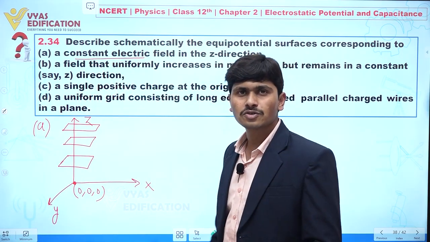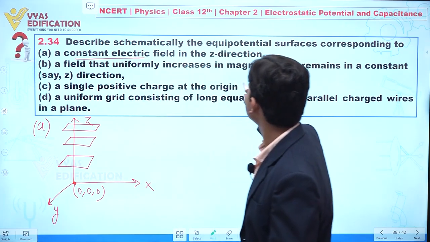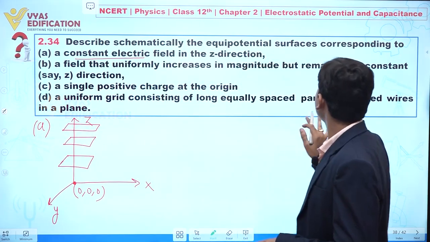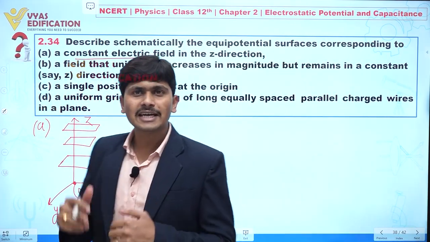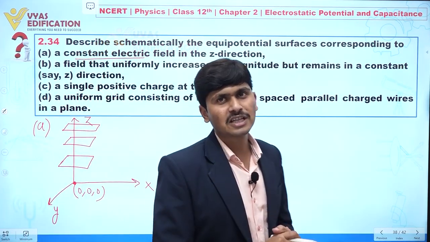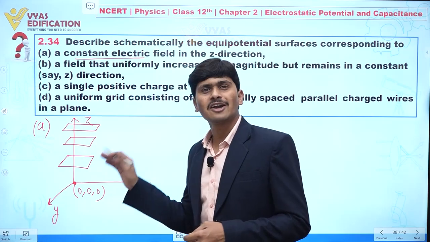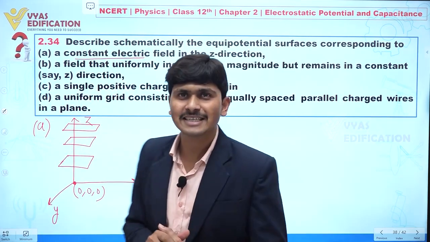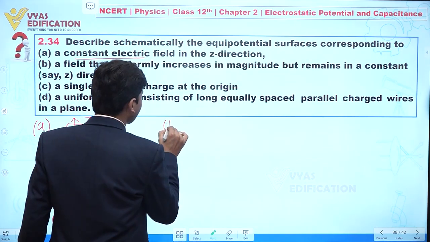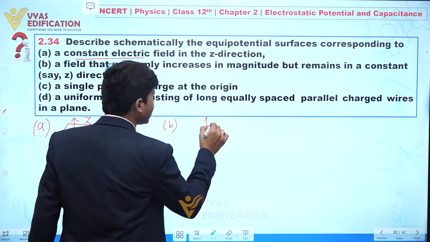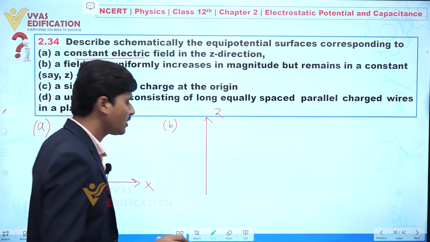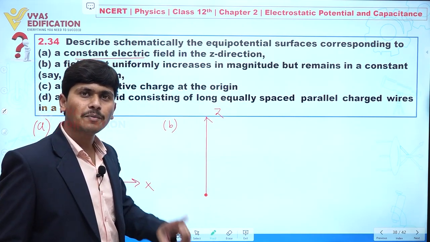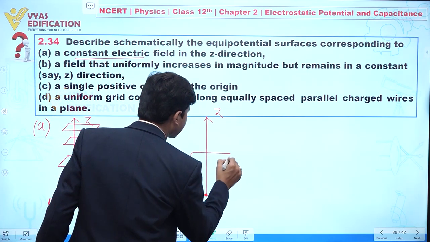Clear? Now the next question: a field that uniformly increases in magnitude, but remains constant in the z direction. So when the electric field is constant in the z direction, definitely we will find equipotential surfaces along the z direction. But because the magnitude of the electric field is increasing, we find equipotential surfaces in the z direction, there is no problem in it. So this is the z direction, and we draw equipotential surfaces perpendicular to it, like this.